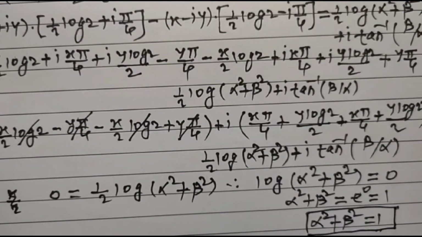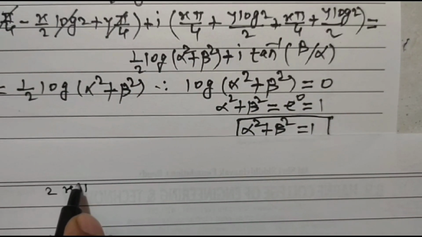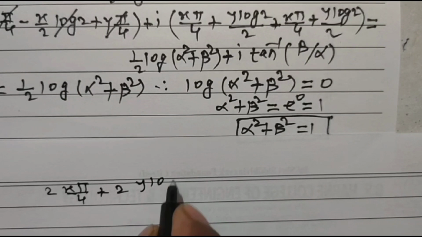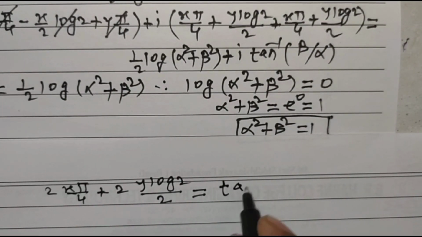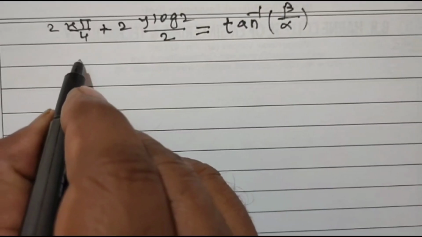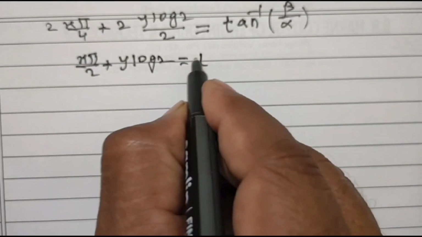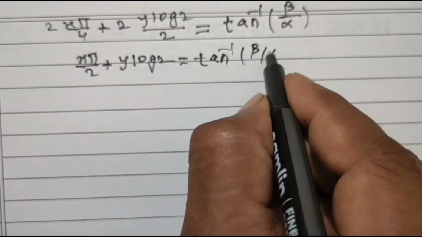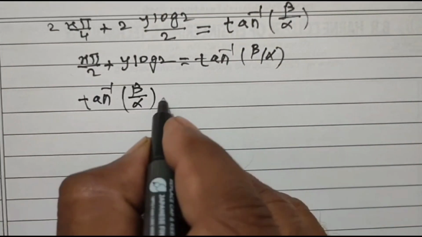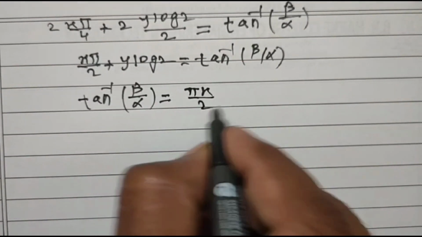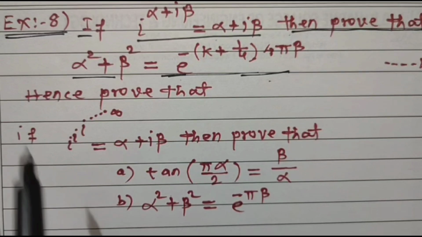Now, compare imaginary parts on both sides. So, left hand side becomes 2 times x pi by 4 plus 2 times y log 2 divided by 2. And on the right hand side, the imaginary part is tan inverse beta upon alpha. After simplification, x pi divided by 2 plus y log 2 is equal to tan inverse beta upon alpha. Hence, tan inverse beta upon alpha, its value is pi x divided by 2 plus y log 2. So, the statement is proved.